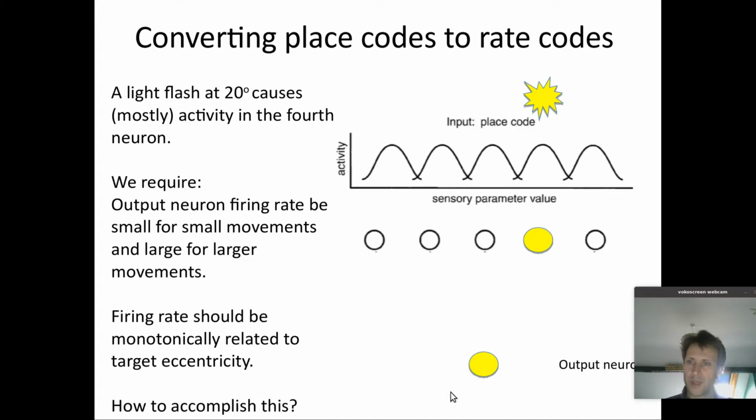And we want the firing rate of the output neuron to be small for small movements, so small for a 5 degree movement, and we want it to be large for a 25 degree movement. And we want that firing rate to increase monotonically related to the target eccentricity. It doesn't necessarily have to be linear, but every time the input gets larger, the output neuron firing rate needs to get larger.